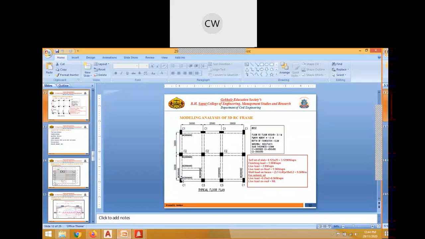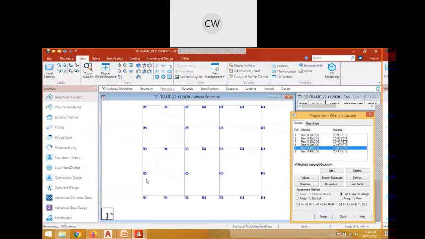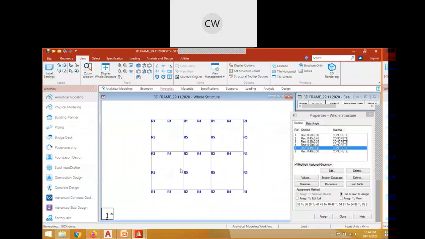So this distance is not given. It is 3.5 here, so we'll consider this as 1.5 meter. So let us model one beam at 1.5 meter. Now I just wanted to model this beam on the top level only.